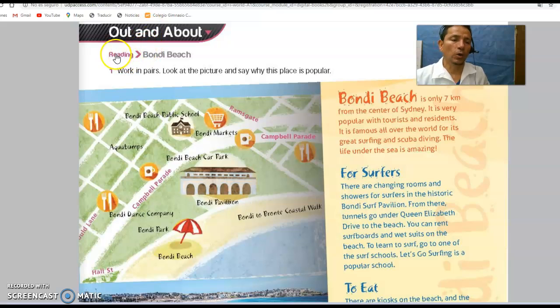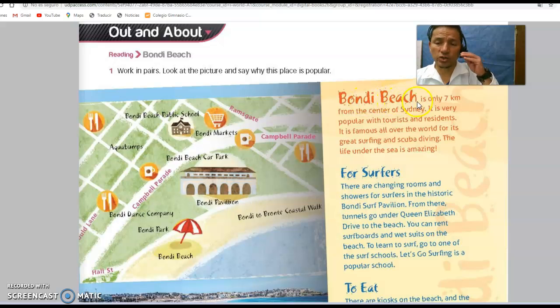So let's go. Reading. Out and about. Reading. Bondi Beach. Work in pairs, look at the picture and say why this place is popular. So why is this place popular? Why? All right, let's go. Continue.